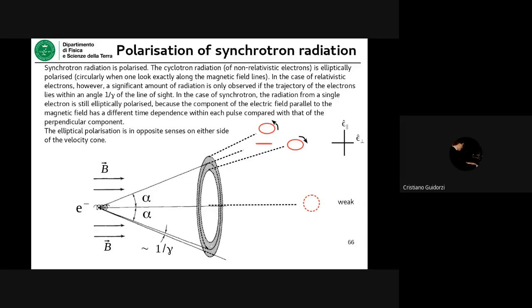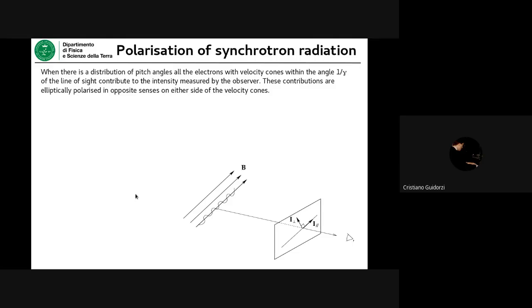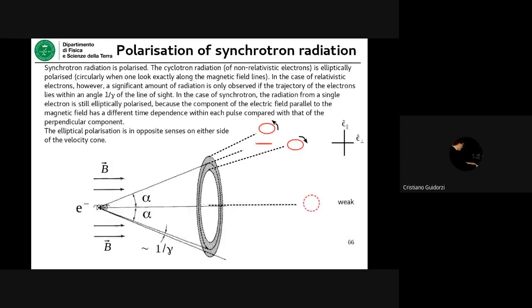You have to imagine that the velocity of the electron just keeps rotating on the surface of the velocity cone. Why is this important? Because this is just the case of one single electron with one specific pitch angle. But in a realistic case you have a population of electrons. Let's suppose all of them have the same Lorentz factor, but with any possible direction of their velocity with respect to the magnetic field.